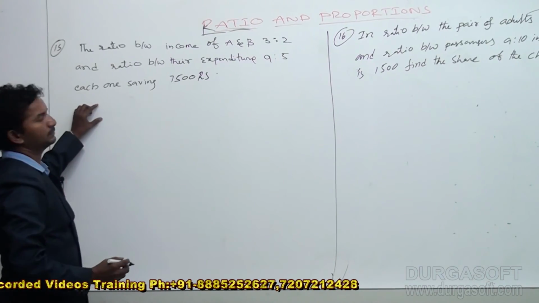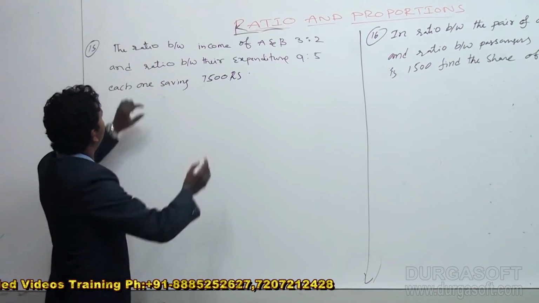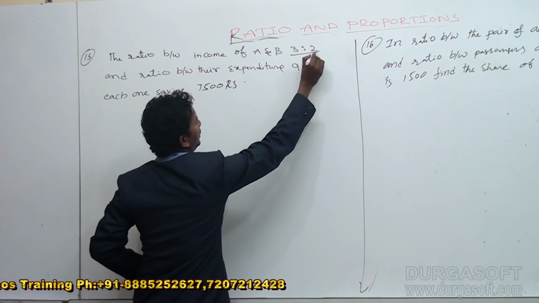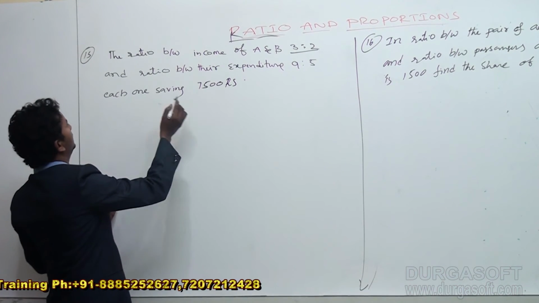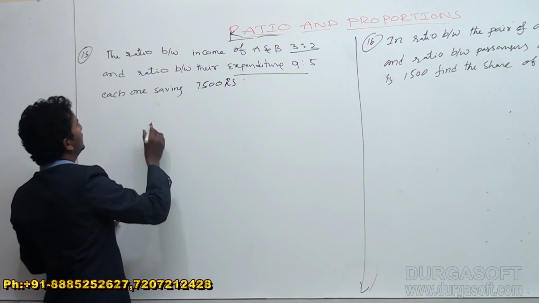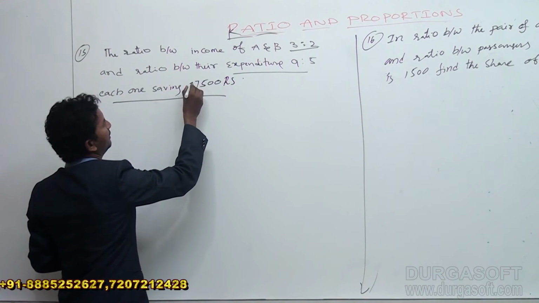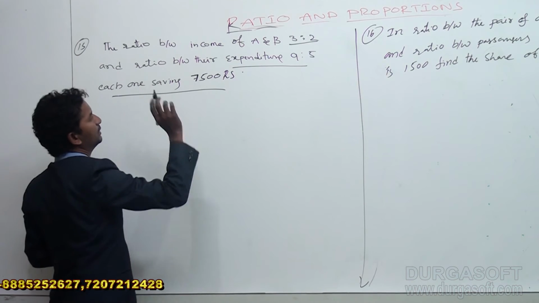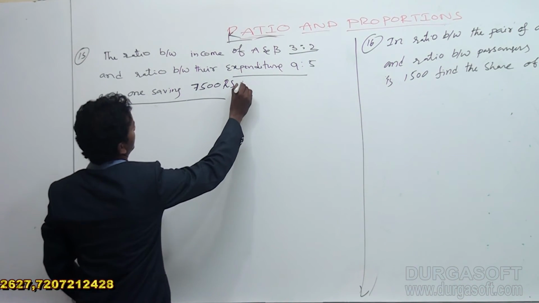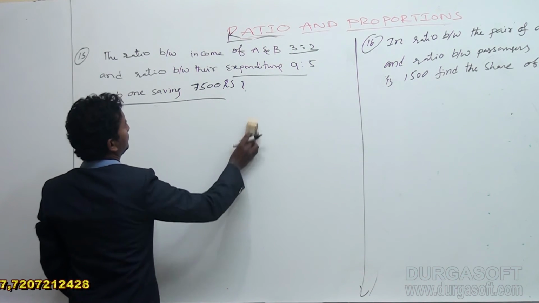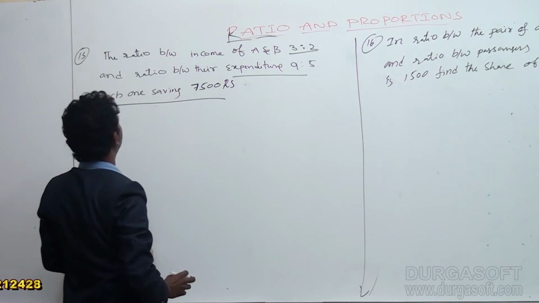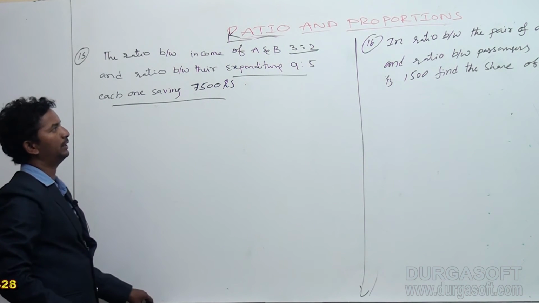Now the ratio between the incomes of A and B is 3:2, and the ratio between their expenditures is given. Each one is saving 7,500 rupees. Each one is saving 5,000 rupees. Each one is saving 7,500 rupees.